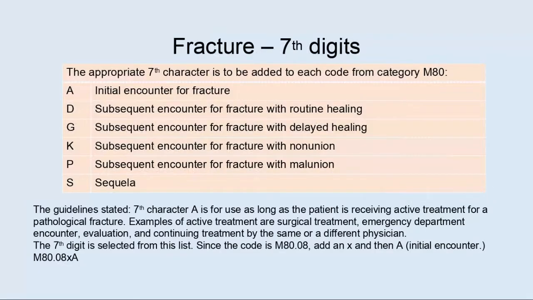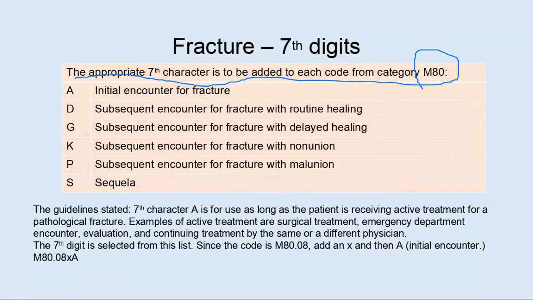Well, look at the beginning of the category to find the box with the 7th digits. Unfortunately, it's often on a completely different page than your code. So you have to see that box and say, oh, okay, I have to look for that box with the 7th digit. So you see at the top of the box, the appropriate 7th characters to be added to each code from category M80. So all the codes that begin with M80 are going to require the 7th digit. So you have initial encounter for fracture A.